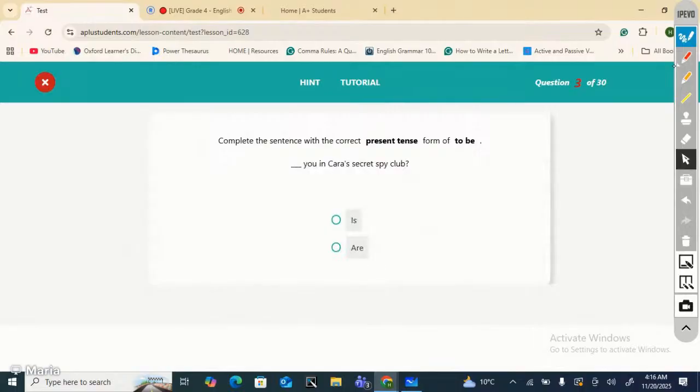Now complete the sentence with the correct present tense form of the verb to be. Blank you in Kara's secret spy club. Again, a question. Interrogative sentence begins with the verb is or are. Look at the subject again. You. In present tense with the subject you, which verb is used? Is or are?